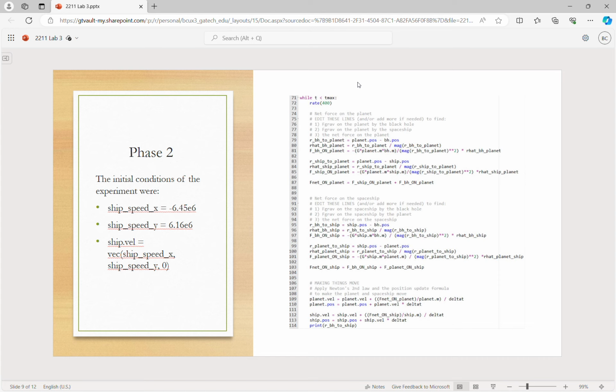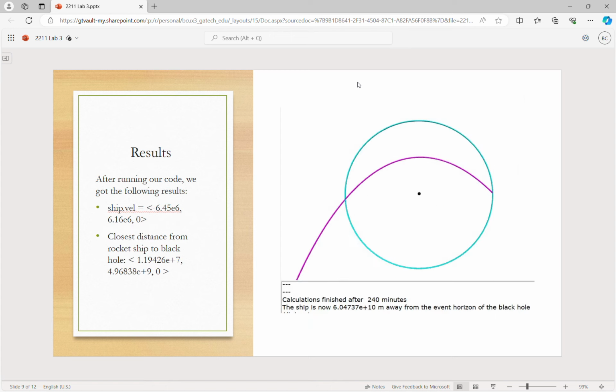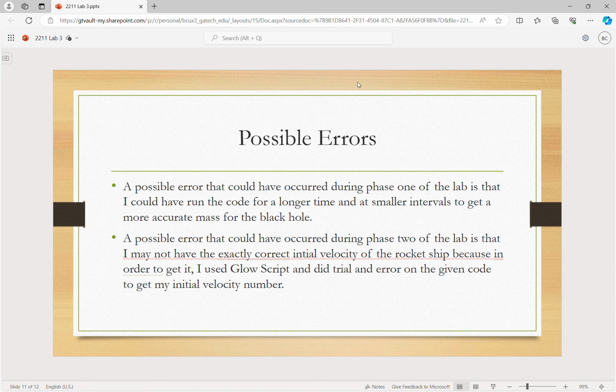The biggest thing I want to say is that we had to use trial and error to get some of our code, and that's just part of the process. Right here you can see how we got our ship to fly close, but then still escape orbit. That's the velocity vector, and the closest distance we got was 1.19 e to the 7th and 4.9 e to the 9th.